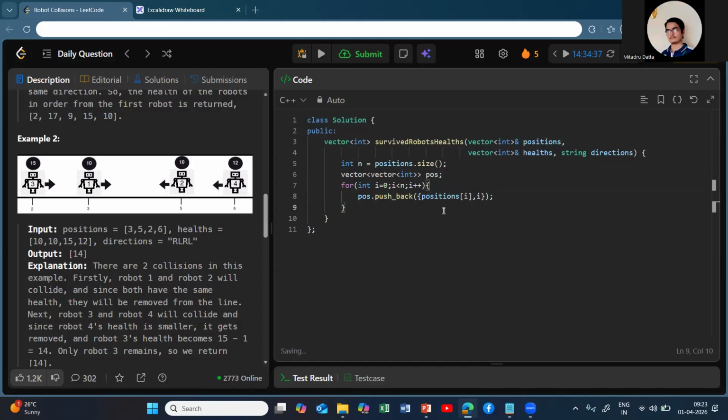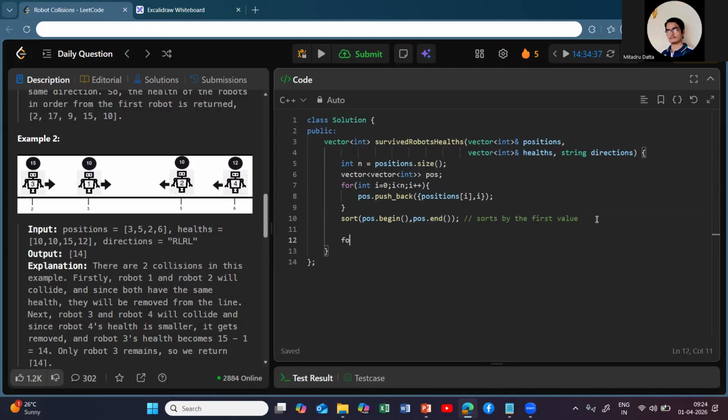And if I just sort it, pos dot begin, pos dot end, what will I get? I will get all these positions sorted. By default it sorts by the first value. So my first value will be sorted, and I will also get the corresponding index to that sorted value. With this index, I am able to extract my health, my direction, and everything. So that is it.